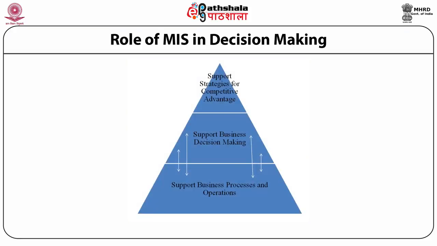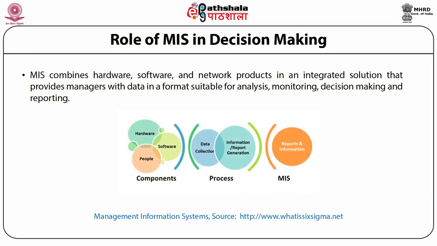There are three vital roles that information systems can perform for a business enterprise: support for business processes and operations, support for decision making by employees and managers, and support of strategy for competitive advantage. MIS combines hardware, software, and network products in an integrated solution that provides managers with data in a format suitable for analysis, monitoring, decision making, and reporting. The system collects data, stores it in a database, and makes it available for users over a secure network.